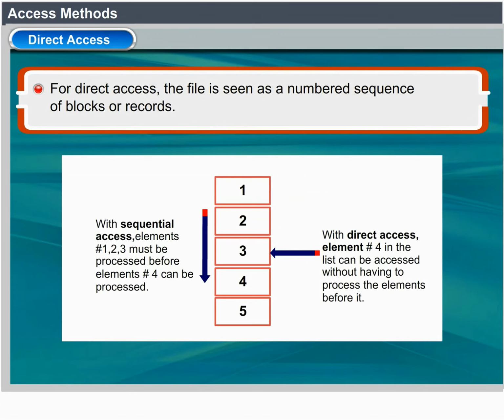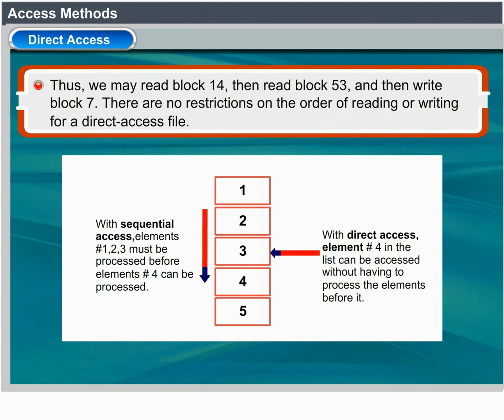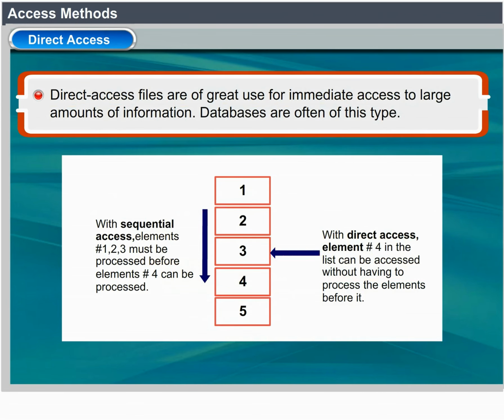For direct access, the file is viewed as a numbered sequence of blocks or records. Thus, we may read block 14, then read block 53, and then write block 7. There are no restrictions on the order of reading or writing for a direct access file. Direct access files are of great use for immediate access to large amounts of information. Databases are often of this type.